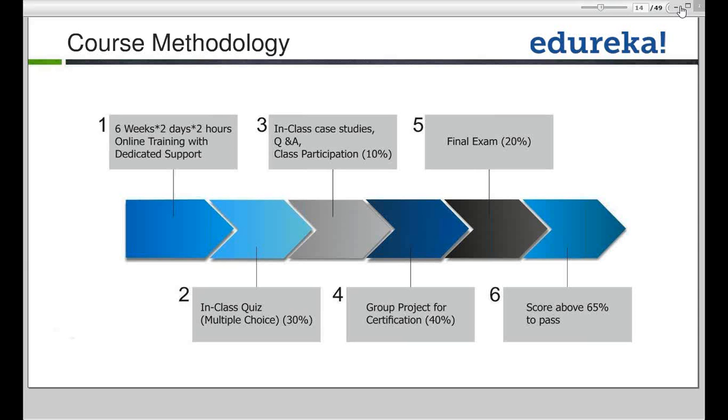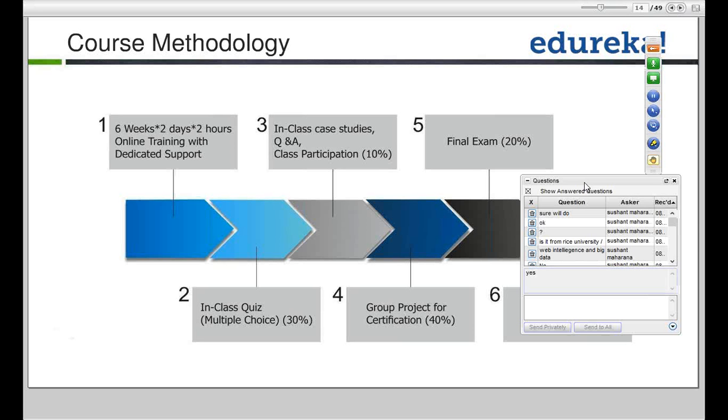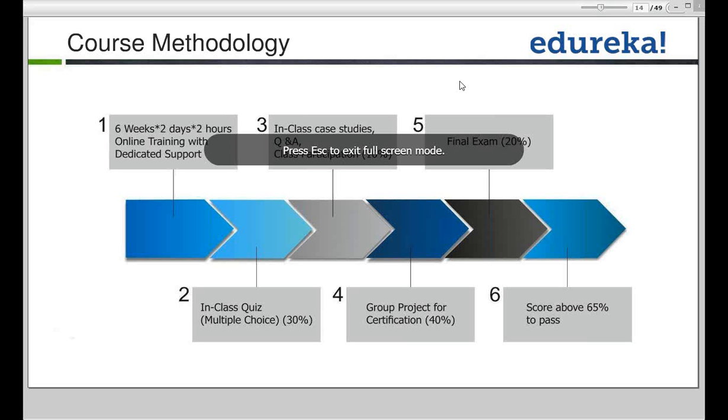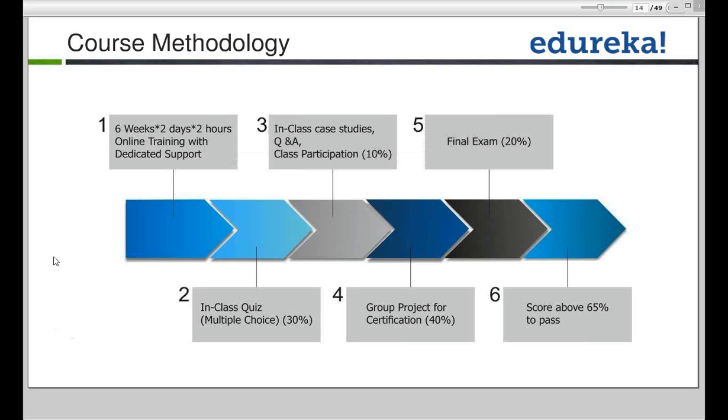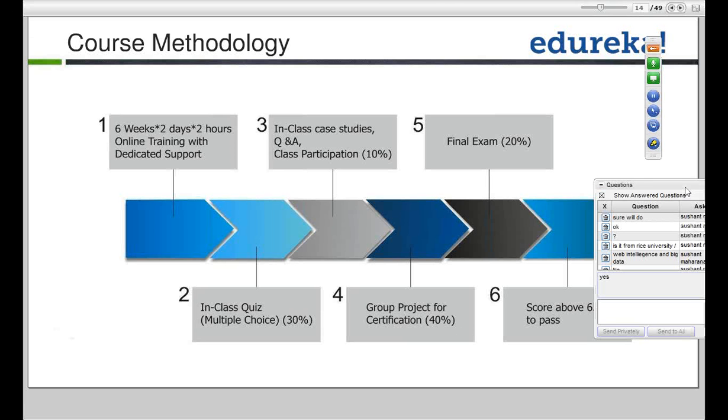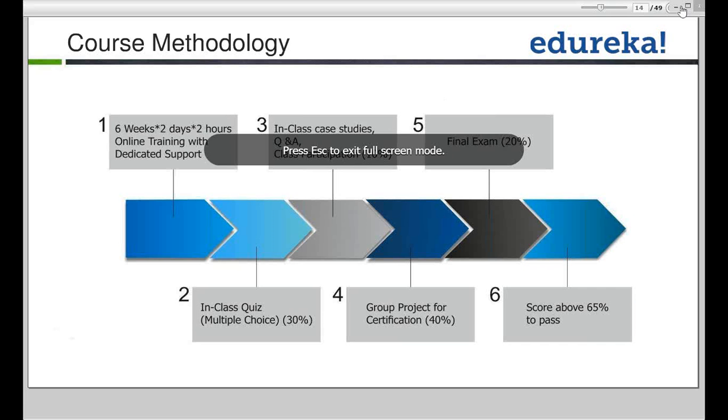Okay. So this slide tells you what is the course methodology. So you're already aware. It's a 6-week course, 2 days, 2 hours. You have some quizzes in class sometimes. Then you have case studies, question and answers, class participation which you all are doing. There will be a group project, and there will be a final exam, and there's a pass criteria, of course. You have to score about 65% to get a certificate.